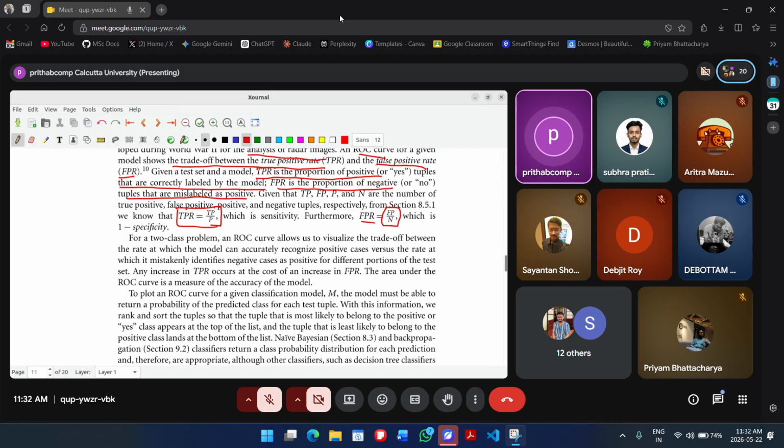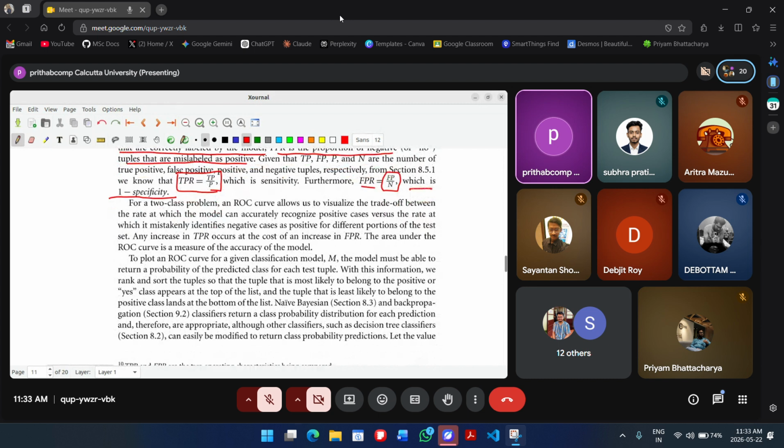This FPR you can also write in terms of 1 minus specificity. Since it is a trade-off, what kind of trade-off are we looking at? If you have a two-class problem, it will allow you to visualize the trade-off between the rate at which the model can accurately recognize positive cases versus the rate at which it mistakenly identifies negative cases as positive, for different portions of the test set. This is what is important: for different portions of the test set.